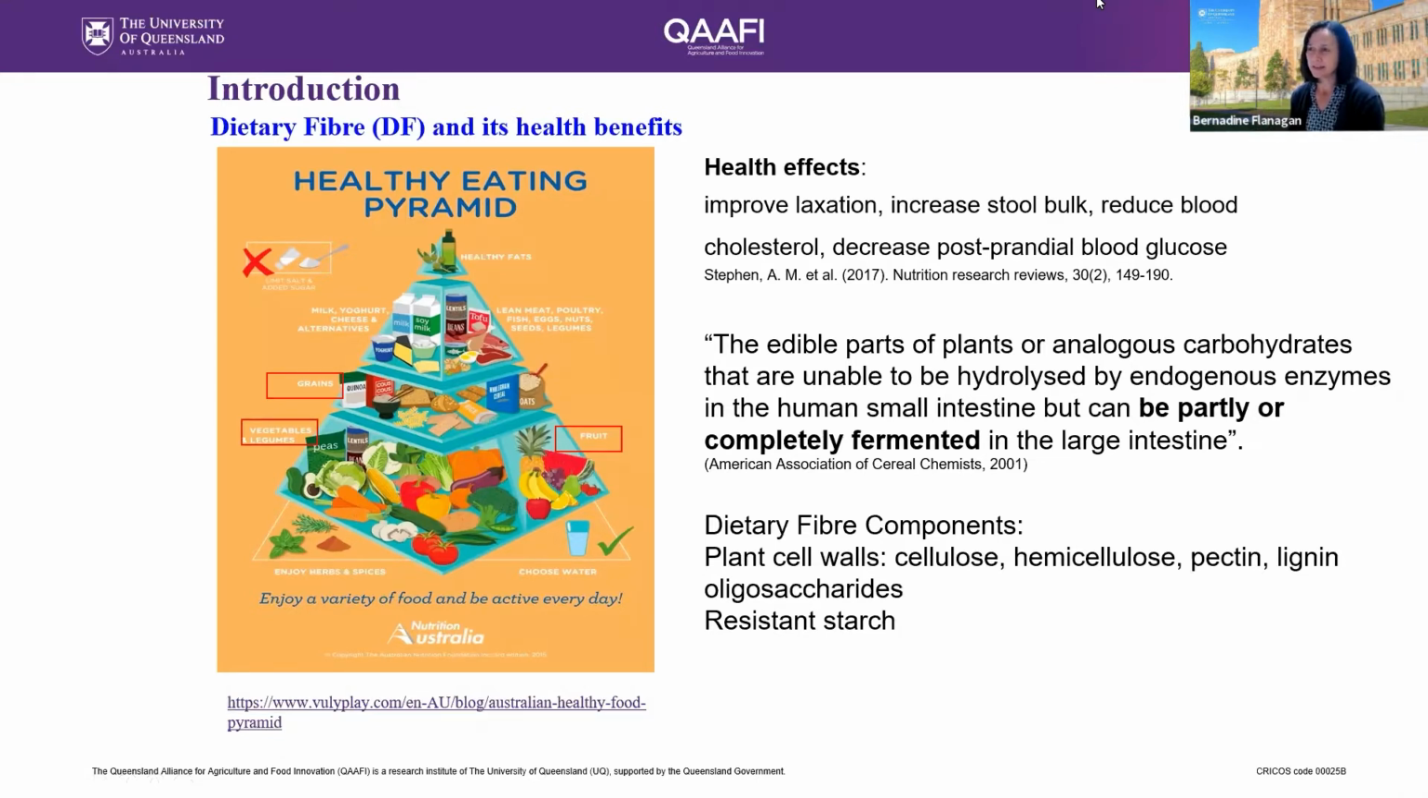So what is it exactly? A useful definition is that it's the edible parts of plant foods that aren't broken down in the body by the endogenous enzymes. And so it's not broken down in the stomach or the small intestine, and that can be carried through to the large intestine where it can be fermented. So all of these lovely foods at the bottom of this pyramid, the grains, vegetables and legumes, they all have plant cell walls. And the plant cell walls are made of polysaccharides: cellulose, hemicellulose, pectin, and lignin. And other sources of fibre are oligosaccharides and even resistant starch.